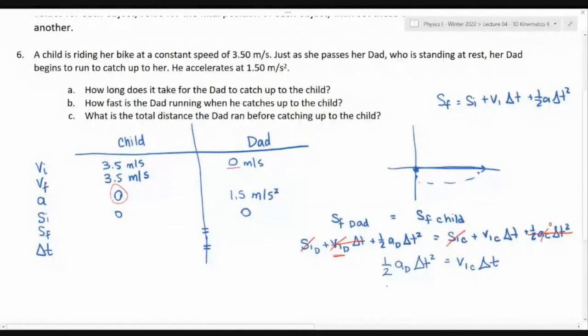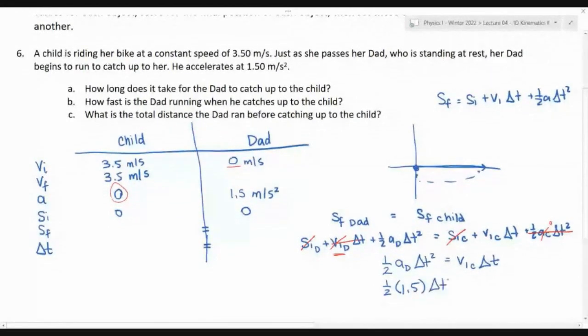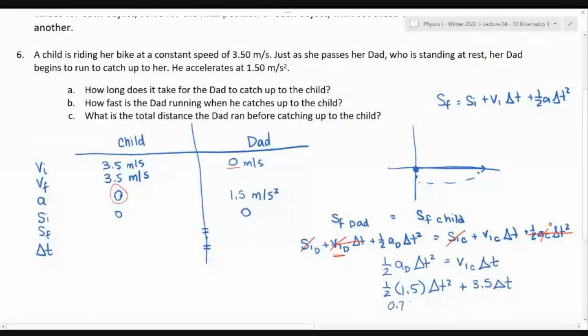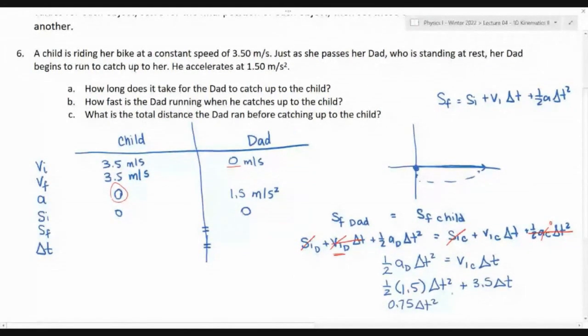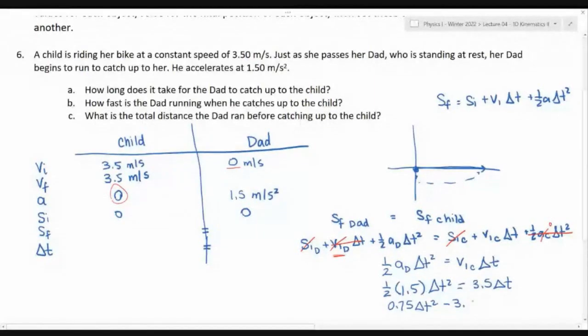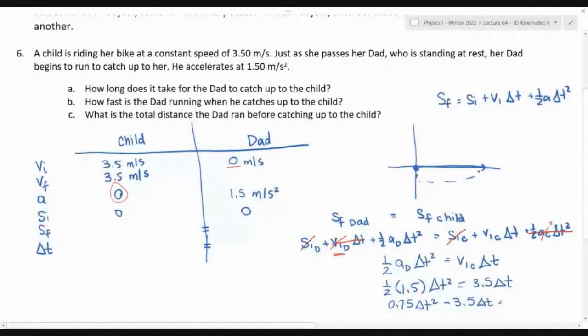Okay, so let's plug in what we know. 1/2 the acceleration for the dad, 1.5, delta t squared plus the v initial for the child, 3.5, delta t. And now we're just solving for this delta t. So 1/2 times 1.5 is 0.75 delta t squared. And I'll bring the 3.5 to the other side. Oh, I forgot my equal sign up above. That's an equals. So I'm going to bring the 3.5 delta t to the other side, equals 0.